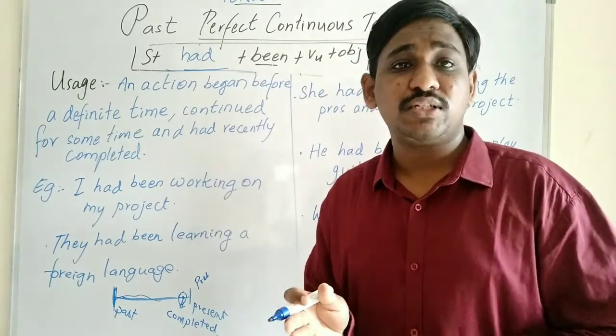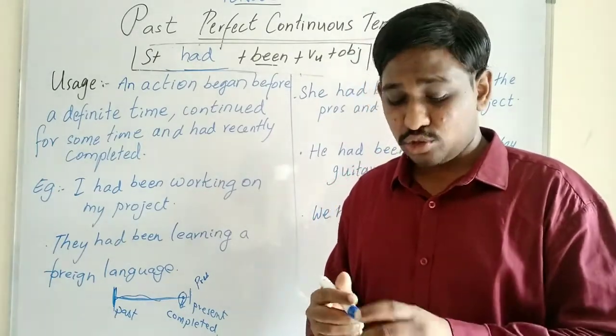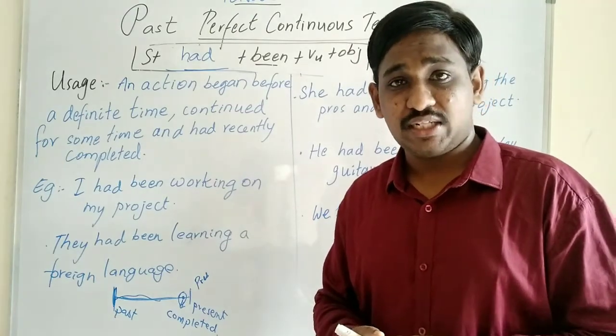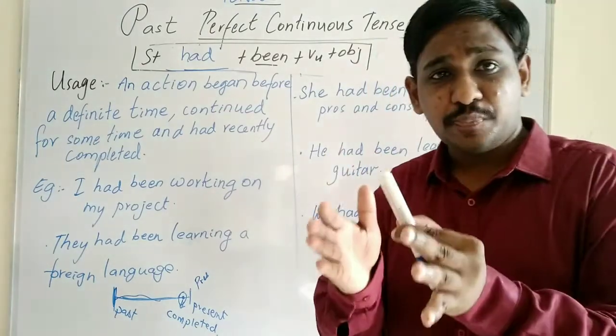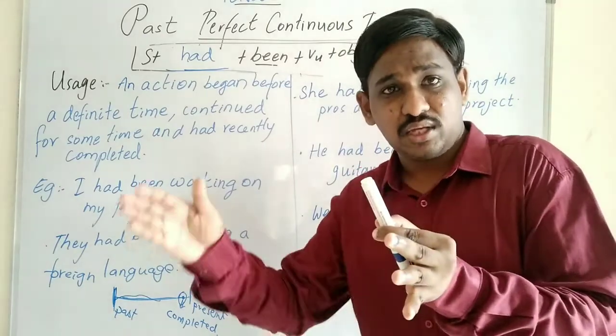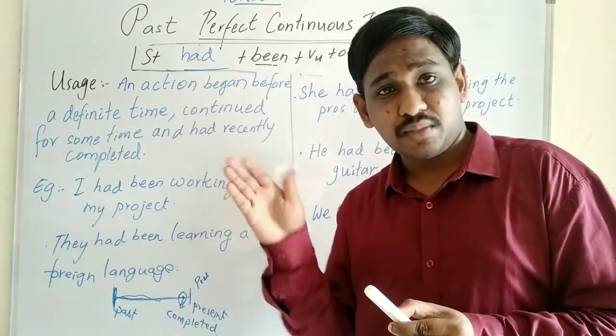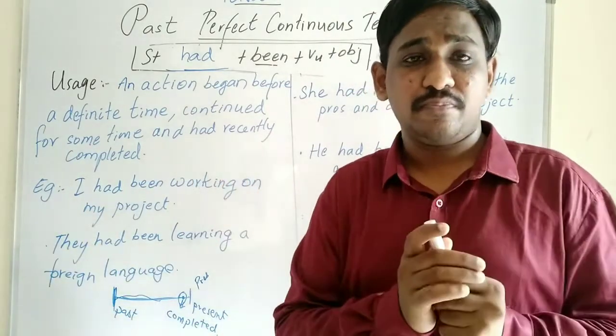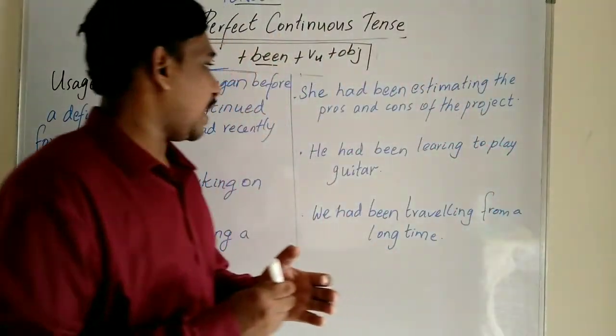It's completed before the time of your speaking. So in that case, you use past perfect continuous tense. When you come to present perfect continuous, it even goes to the future, but with past perfect continuous tense, it has already stopped. Right. So let us take some examples.